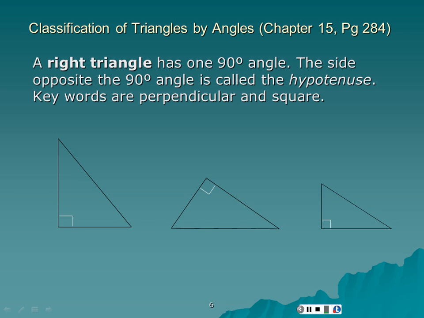And again, just as a refresher, the side opposite the right angle is called the hypotenuse. So here, this is your hypotenuse, okay? In the middle one, the base is your hypotenuse, right? Here, this is your hypotenuse, the right one.